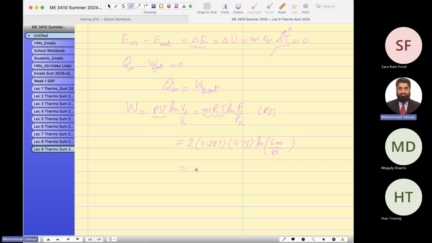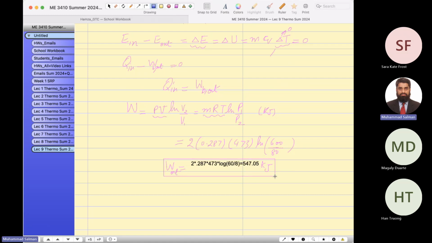What do you guys get? So if you do the math, you can help your professor by verifying. I can do it on my small calculator. I got 547.05 kilojoules. So this is the work done by the system.